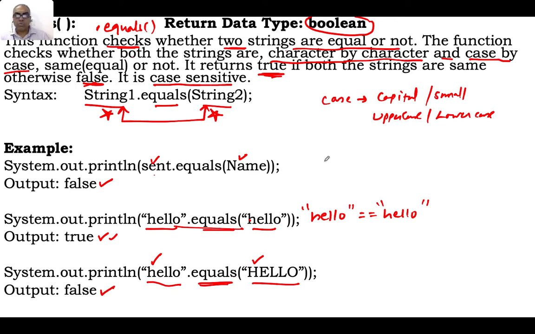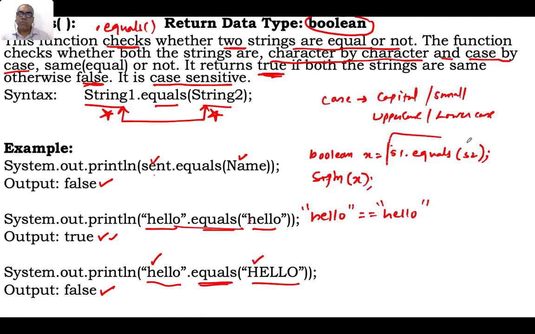So if I have to store it, I must say boolean x is equal to s1 dot equals s2. S2 has to be in the brackets. Now if I say System.out.println x, then whatever true or false is generated by this goes into x, and x will print it over here.